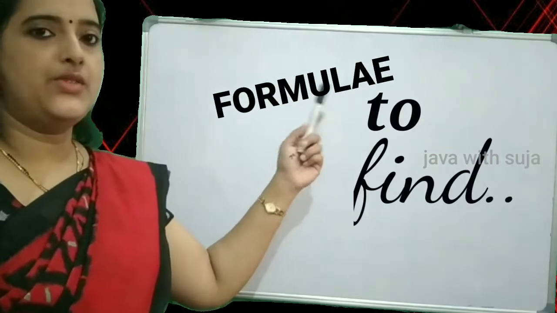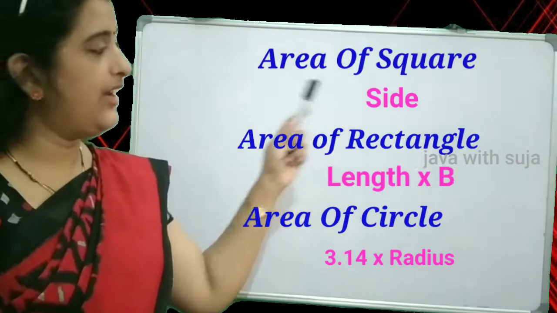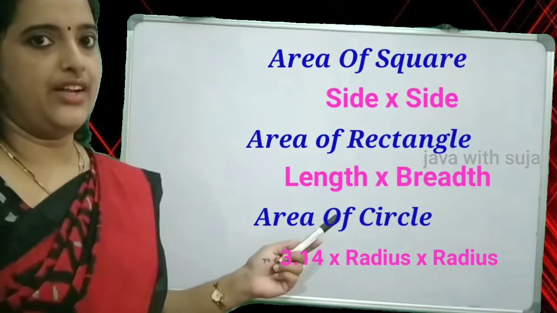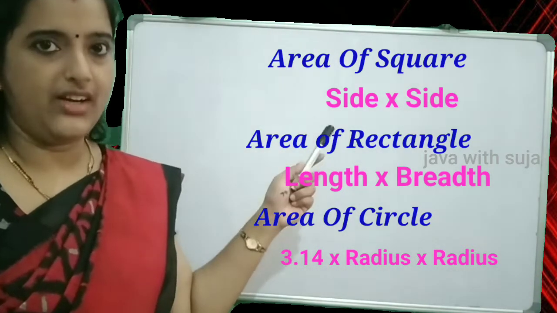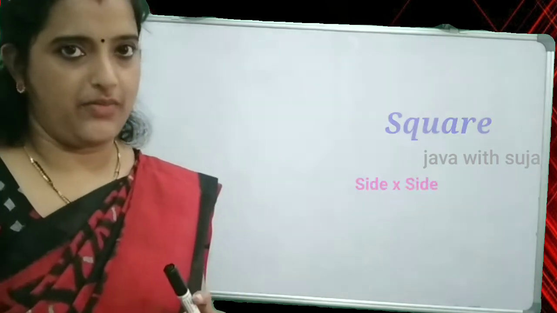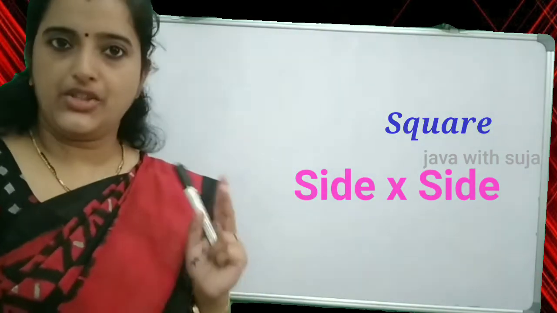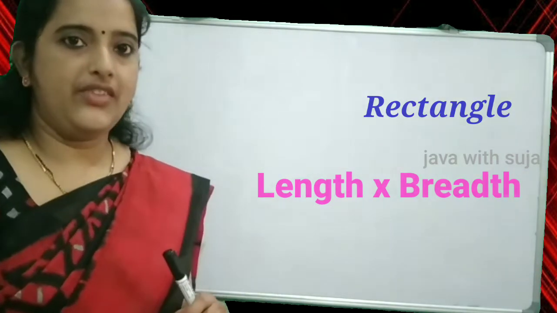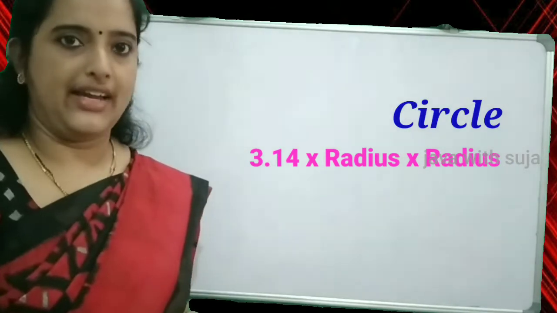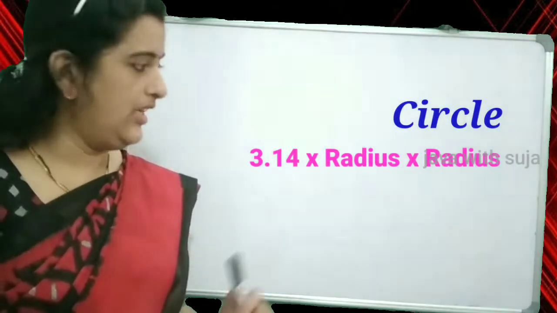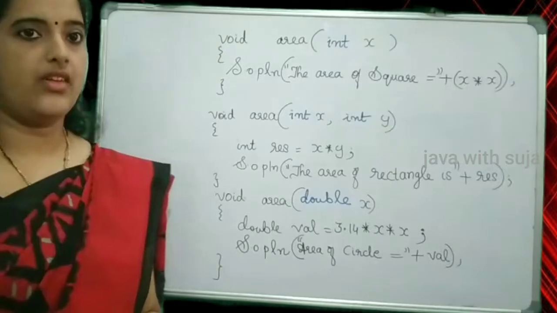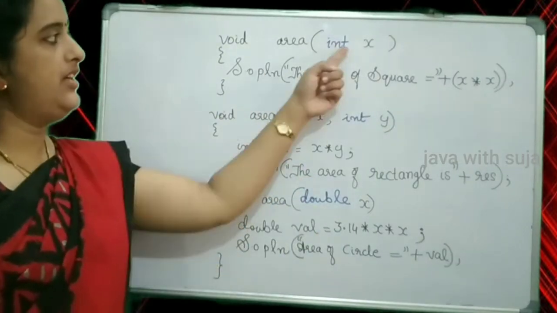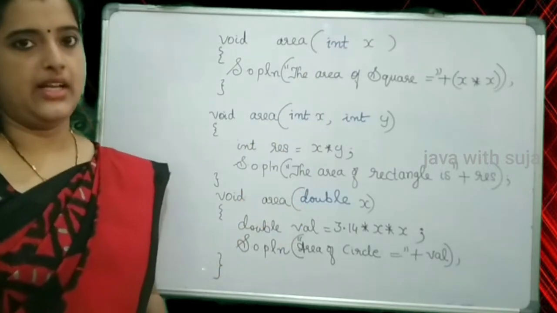Let us see the formulas to find the area of a square, area of a rectangle and area of a circle. For finding the area of a square we need to provide one argument, and for a rectangle we need two arguments because we need length and breadth, and for a circle we need to provide the value of pi, then multiply with the given value. So here we have defined three different methods with different number and type of arguments.